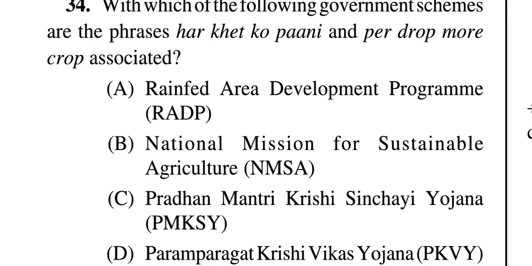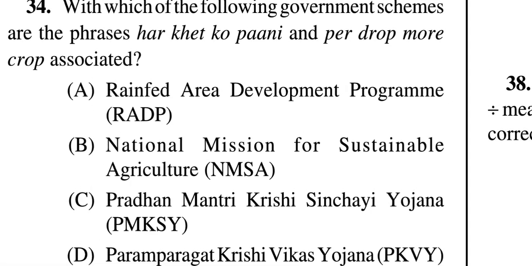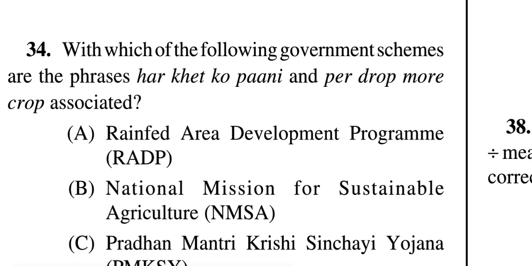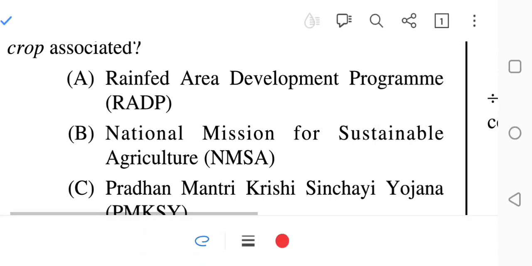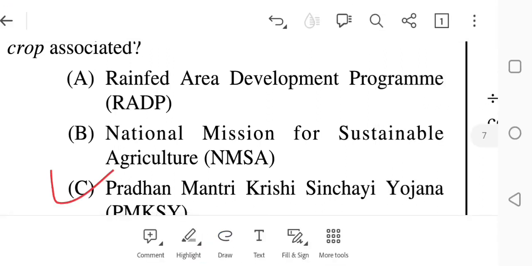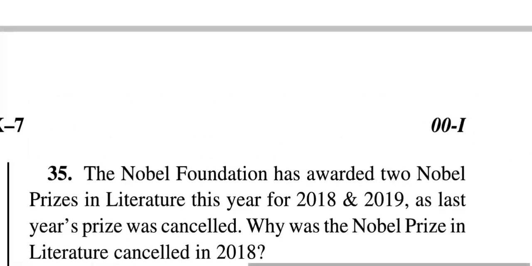We have to find out the correct answer. 34, correct answer will be C. That means Pradhan Mantri Krishi Sichai Yojana PMKSY. This is the government scheme that has the phrases "Har Khet Ko Pani" and "Per Drop More Crop." Okay, number C, Pradhan Mantri Krishi Sichai Yojana. Remember it.